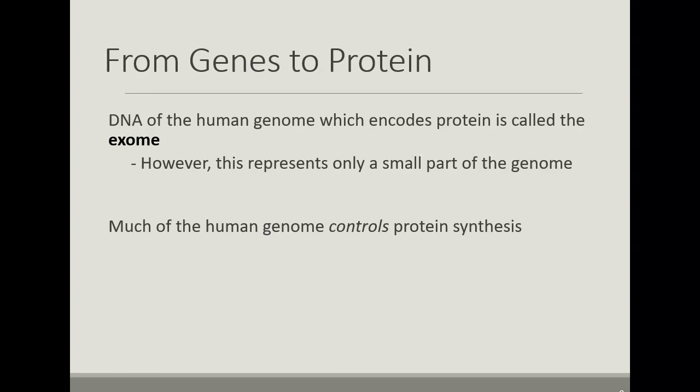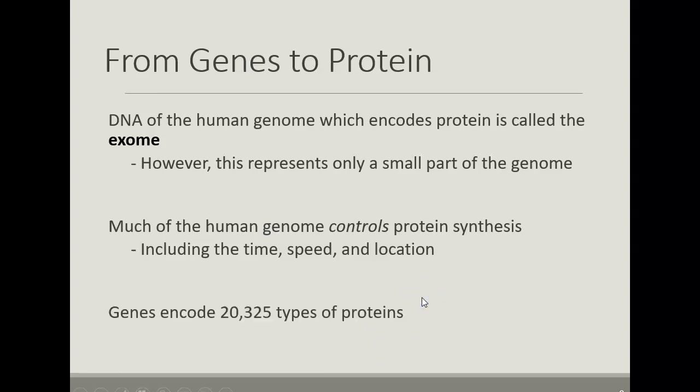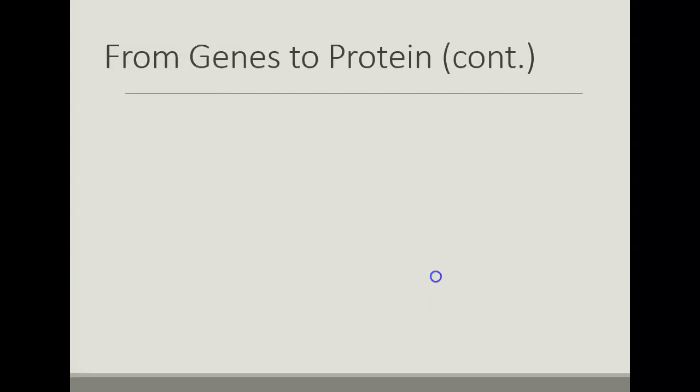A lot of our human genome controls protein synthesis. So we are looking at when proteins are made, how quickly they're made, in which locations they happen to be made. So we have a lot more responsibility in our genetic code for actually telling us when, where, and how to make these particular proteins. So our genes encode for about 20,000 different types of proteins. As you remember from that first lecture, we have a pretty dense genome. There's a lot of information packed into those 20,000 different proteins.